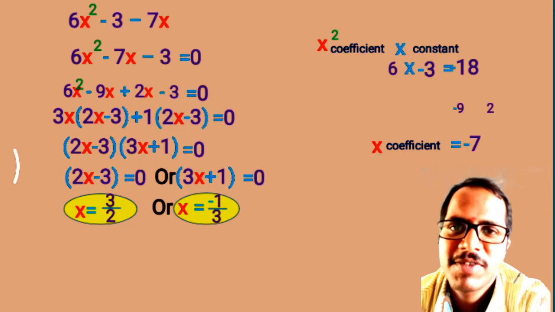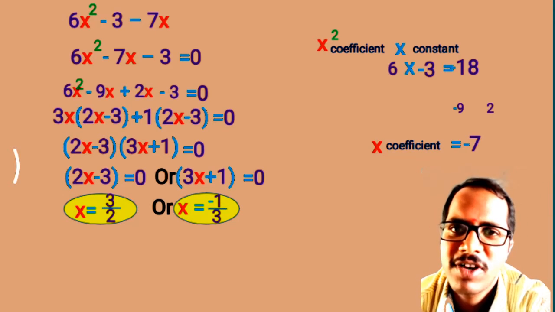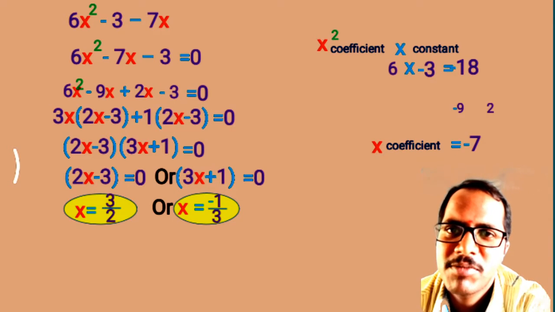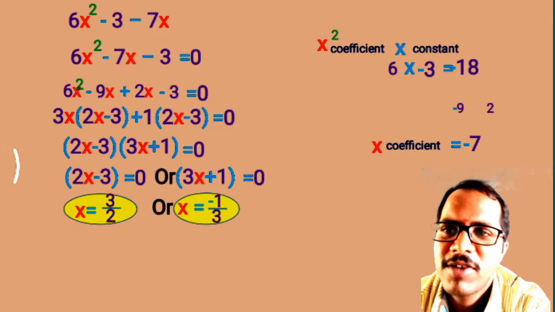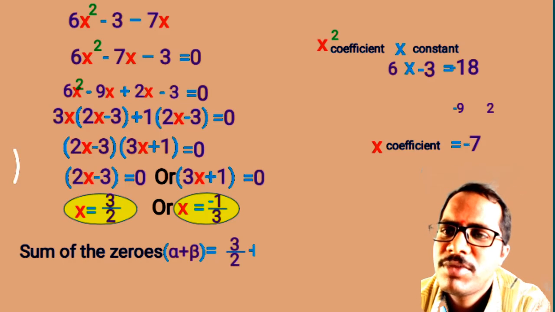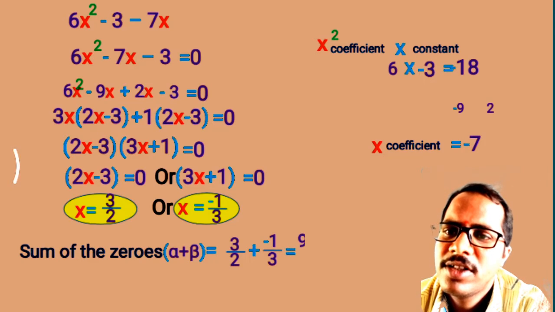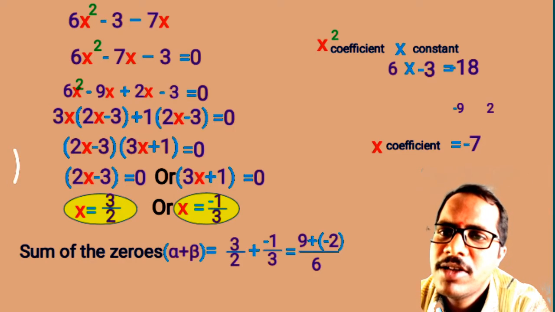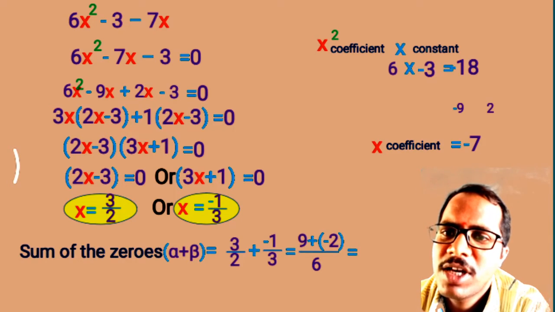For that, let us assume the first zero as alpha and the second zero as beta. Here alpha equals to 3 by 2 and beta equals to minus 1 by 3. Now let us verify the sum of the zeros, that is alpha plus beta, which equals to 3 by 2 plus minus 1 by 3. So by simplifying this, we get 9 minus 2 by 6. So by simplifying this, we get 7 by 6.